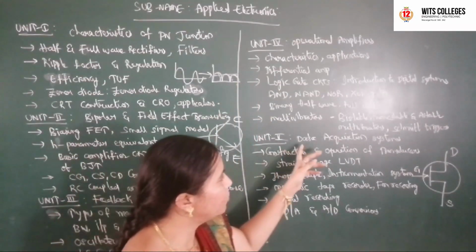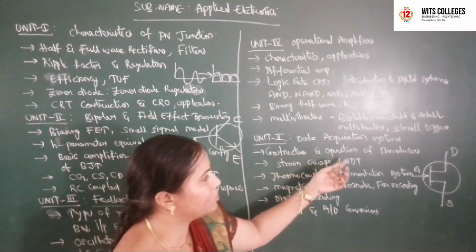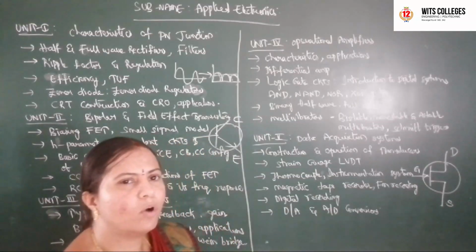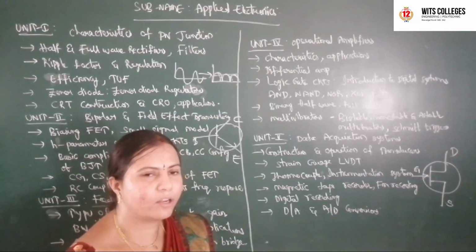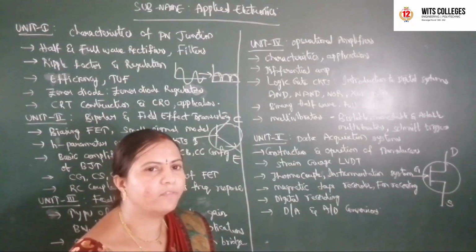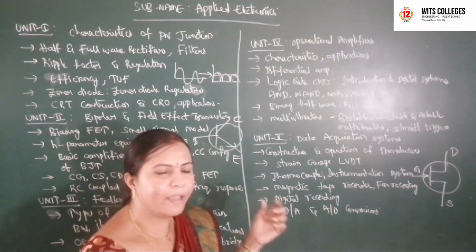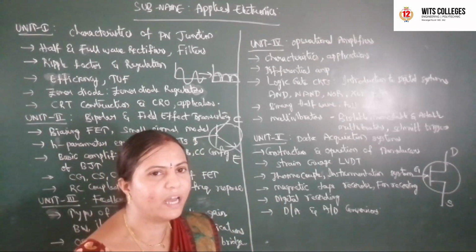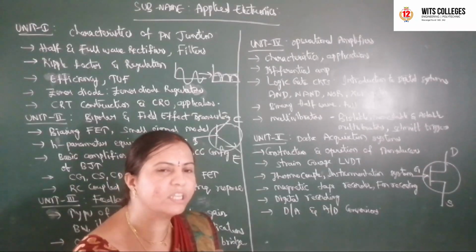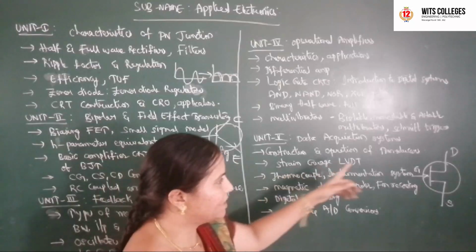Coming to the fifth unit, data acquisition systems. So what is the construction and operation of transducers? What is the meaning of transducer? Transducers are the circuits used to convert one type of energy to another type of energy. For example, microphone is one of the transducer devices. It is used to convert the sound signal into electrical signal. Okay. So that is the transducer.